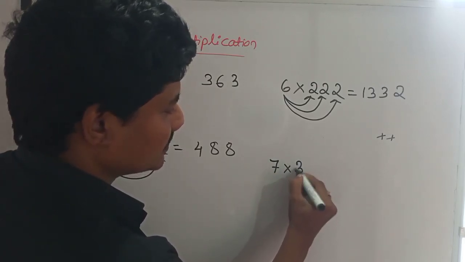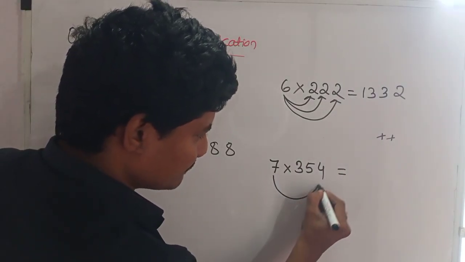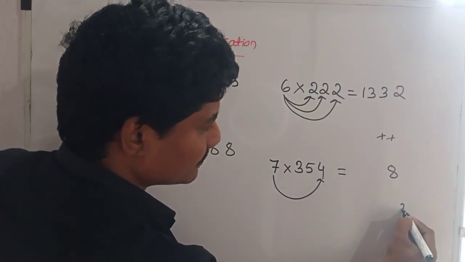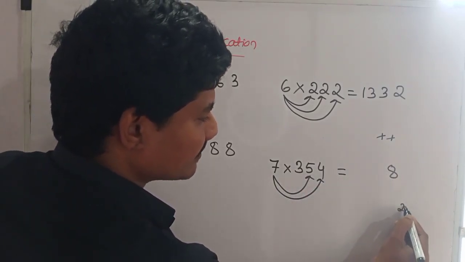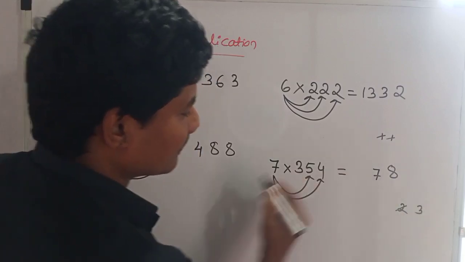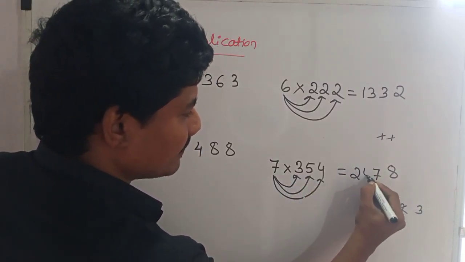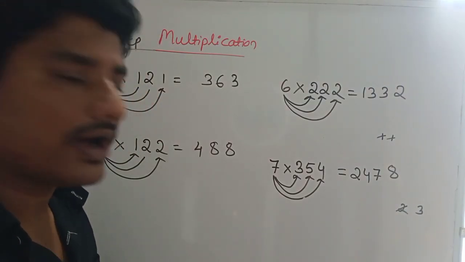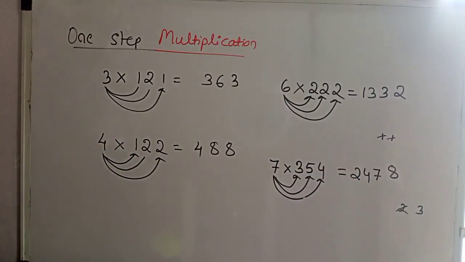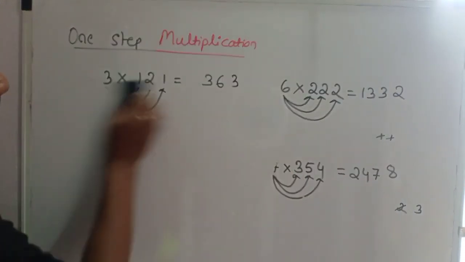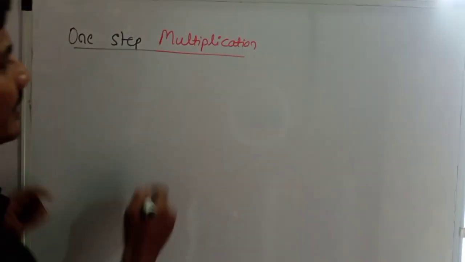Next one. 7 into 354. 7 4s are 28. Carry 2. 7 5s are 35 plus 2, 37. Carry 3. 7 3s are 21 plus 3, 24. 2478 is the answer. When you multiply with 7, you will get this answer. This is how we will get the answer with one step. That's why I call it one step multiplication.